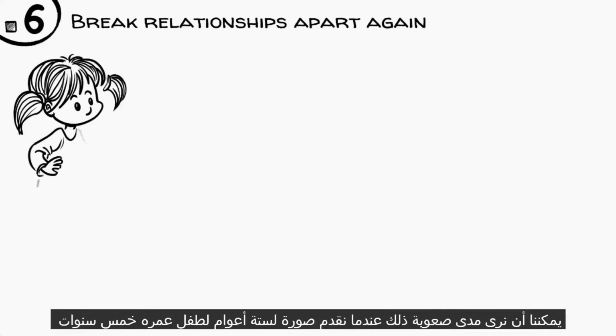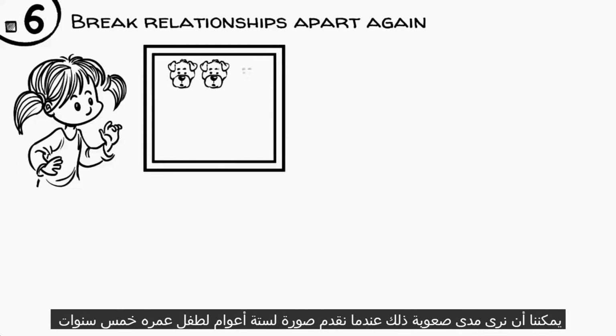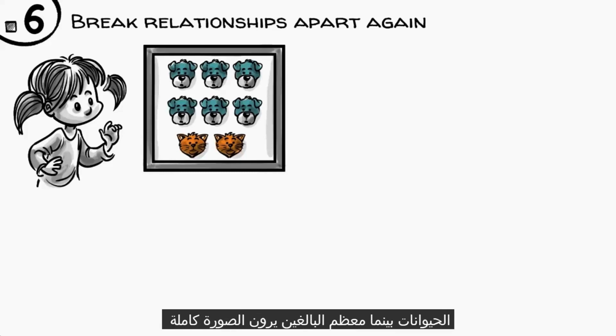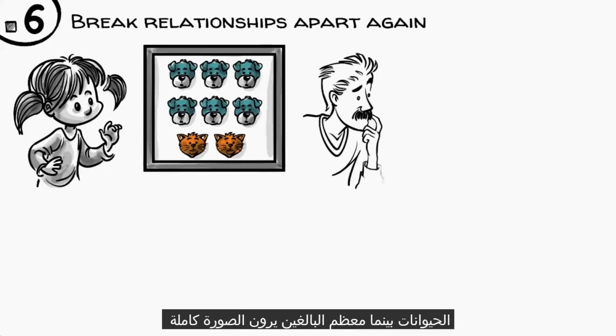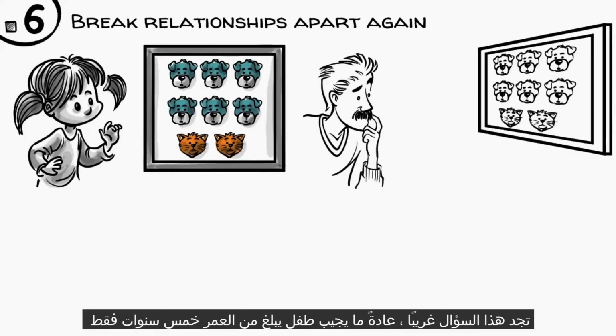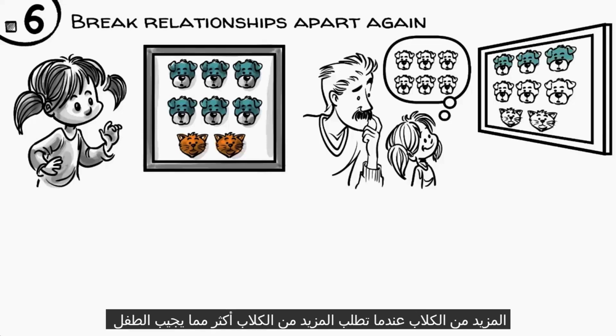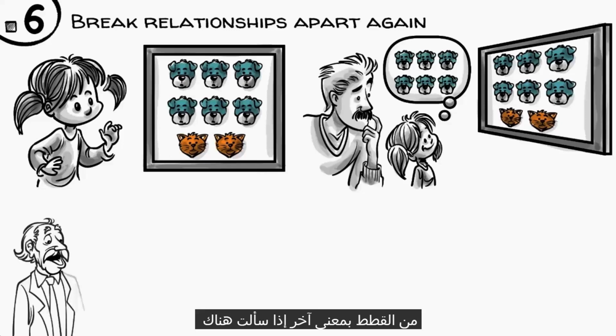After building them, children need to learn to break relationships apart again. We can see how hard this is when we present a 5-year-old an image of 6 dogs and 2 cats, and then ask, are there more dogs or more animals? While most adults who see the full picture find this question odd, a 5-year-old typically just answers, more dogs. When you ask further, more dogs than what? The child replies, than cats.